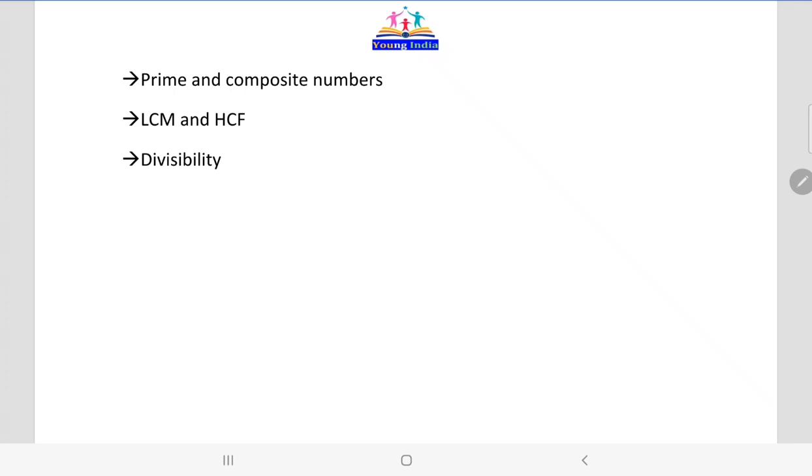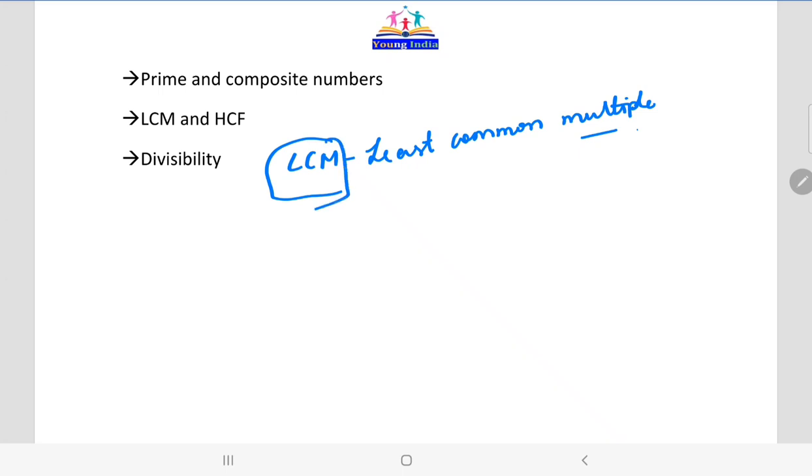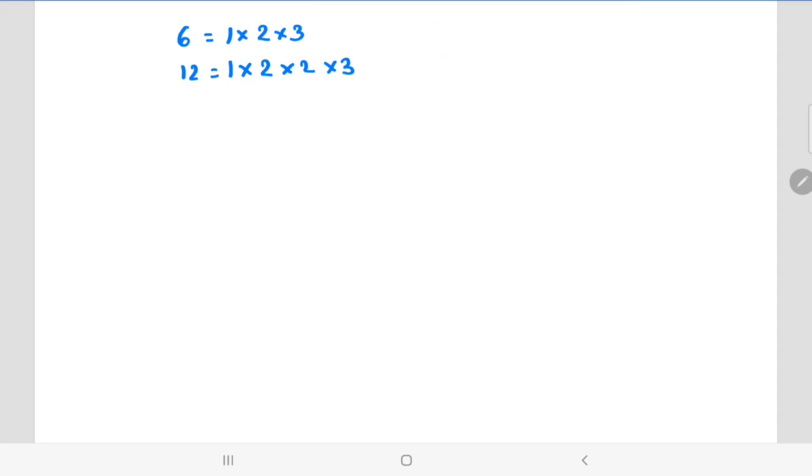Now coming to our next topic, let us see what is meant by LCM and HCF. The full form of LCM is least common multiple. We have already discussed what is meant by a multiple. So now let us discuss what is meant by LCM. For this, I will take an example for you. I am taking 6 and 12 as my first example.